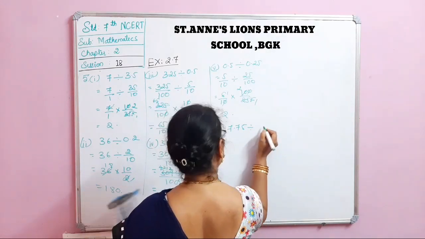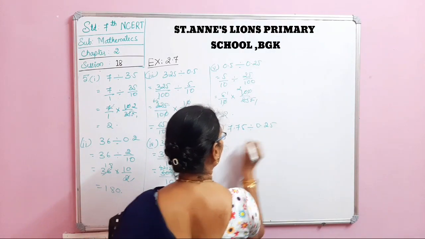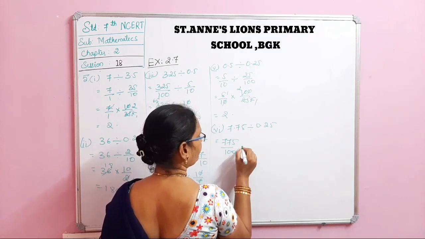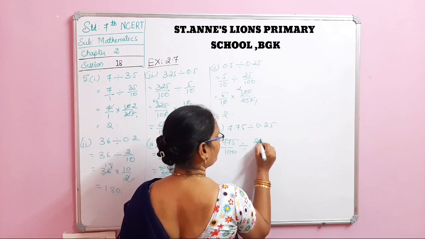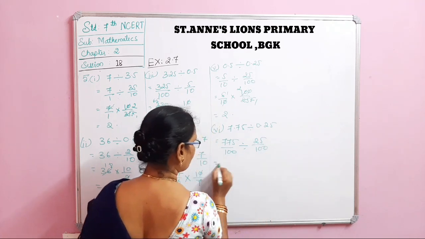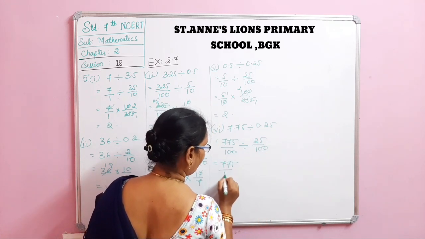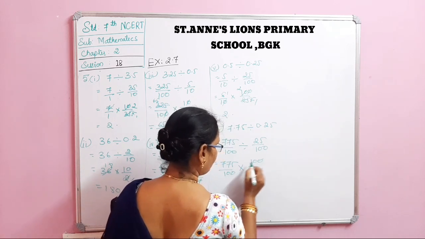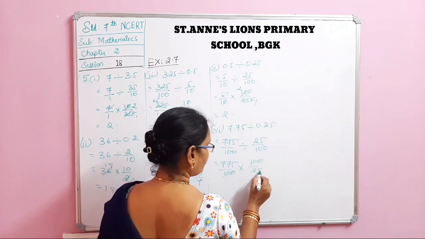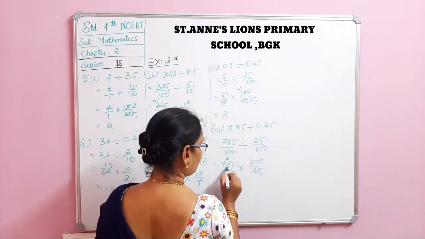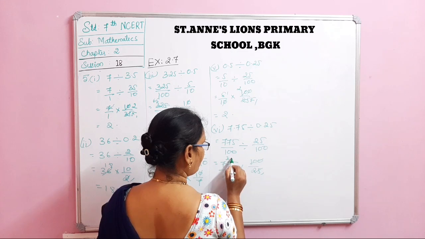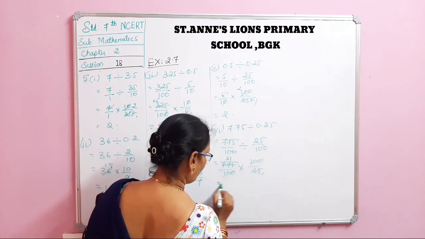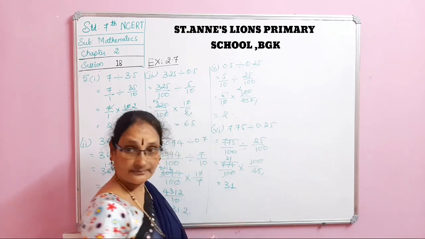So the sixth one is 7.75 divided by 0.25. See here, 775 by 100 divided by 25 by 100. So 775 by 100 into 100 by 25. 75 ones are 75, 3s are 75. Here 2 remain. 75, 25 ones are 25. So the answer is 31.